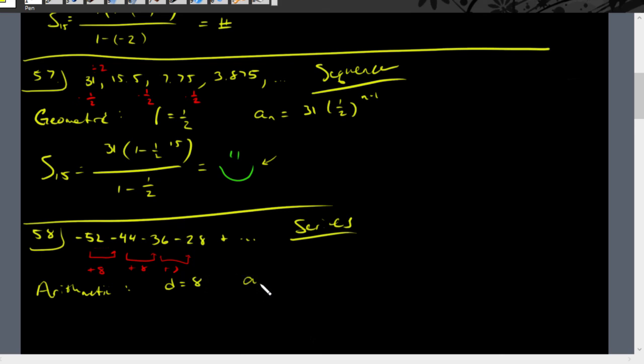Right? And then the general rule is the first term plus n minus 1 times d, which is 8. So now the sum of the first 15 terms is n over 2, which is 15 over 2, times the first term plus the last term. That's what we don't know. So we need to figure out the 15th term. So we use this to do it.